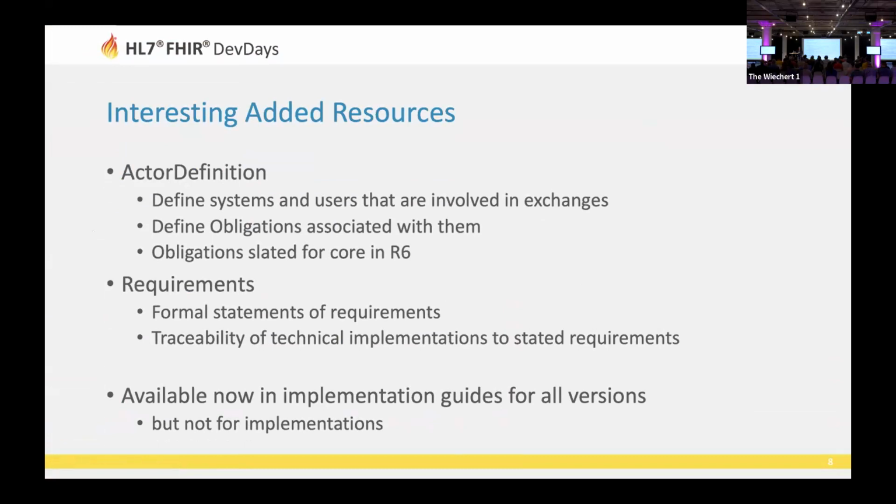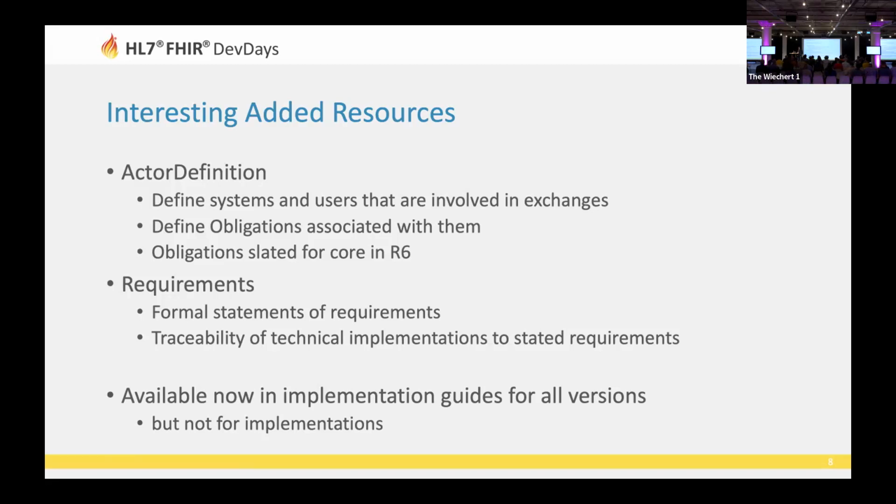Two particular resources that we added are actor definition and requirements. Now, I'm calling them out for you because they're going to start appearing in implementation guides. They're not going to start appearing in implementations, right? And they're so significant at the implementation guide level, we actually backported them to release 4 in the implementation guides. So you will start finding actor definitions and requirements in implementation guides. They're actually resources that you could implement in R5, but we're not going to backport the implementations of them.